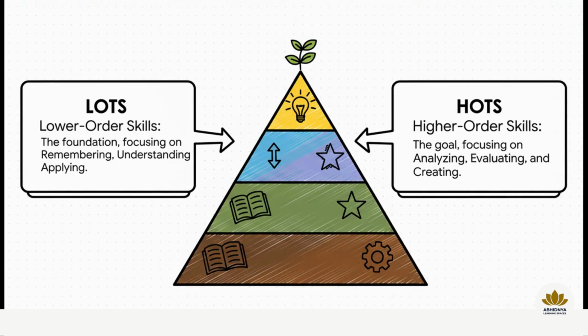Now look closely at this. The bottom 3 levels, remembering, understanding, and applying, that's your foundation. We call those lower order thinking skills, or LOTS. But to really crush the NET exam, you have to master the top 3, the higher order thinking skills, or HOTS. The whole exam is basically designed to see if you can operate up in that higher order zone.